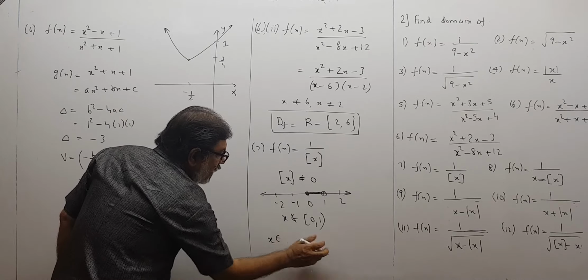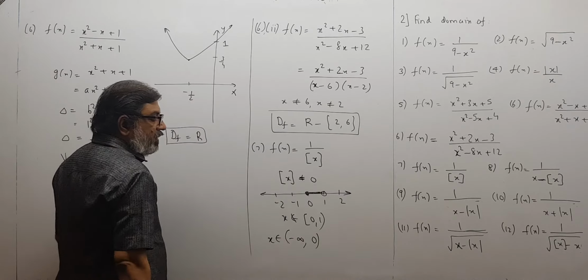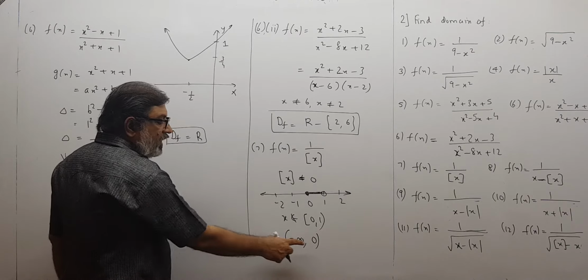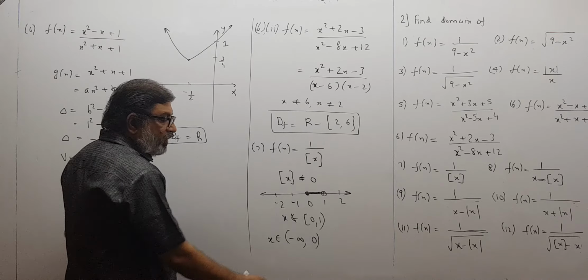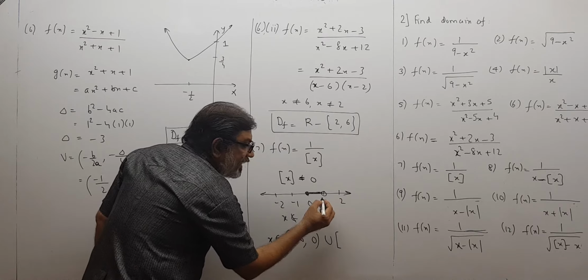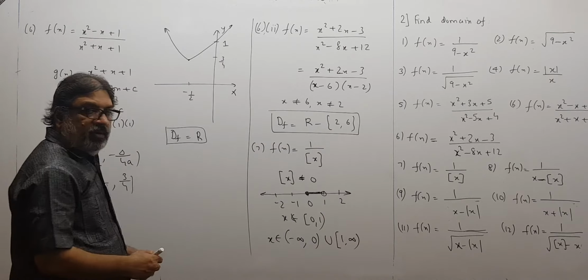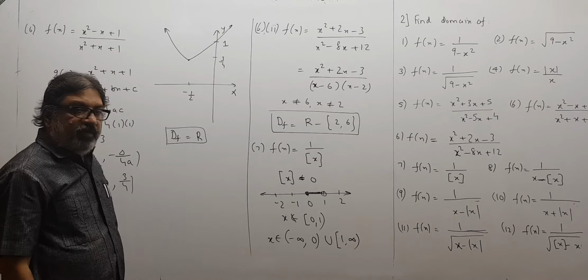I can write minus infinity to 0, open at 0, because if I include 0, then 0 will come and that will be creating trouble. I don't want this much region. Union, 1 I can have, 1 to infinity. So this is the domain of the function.